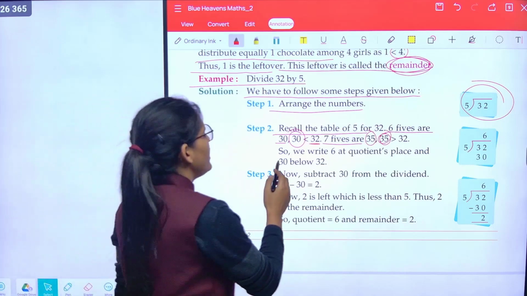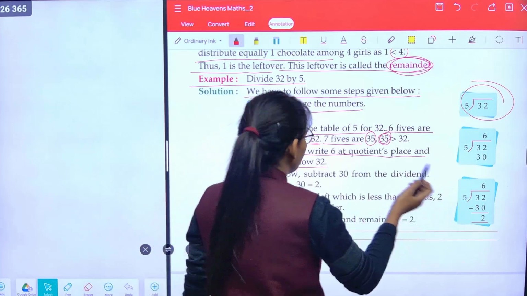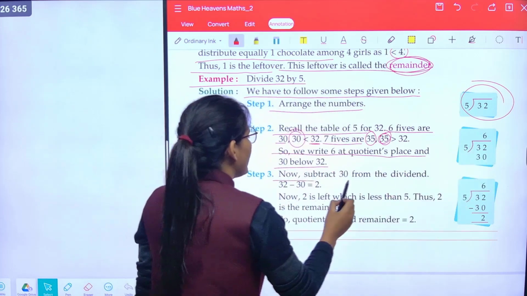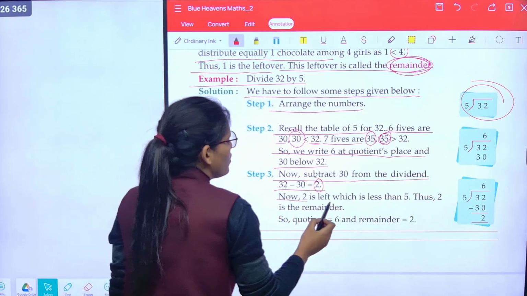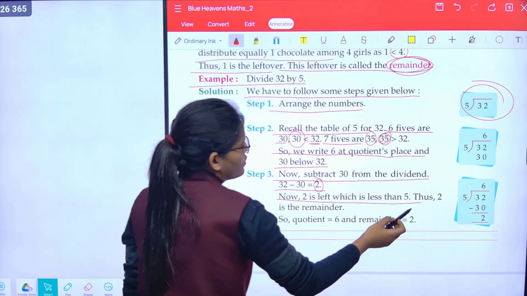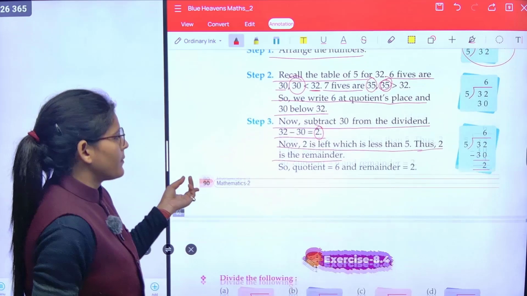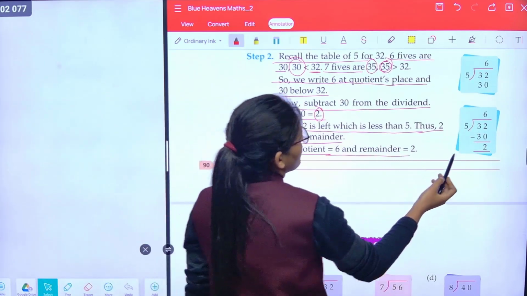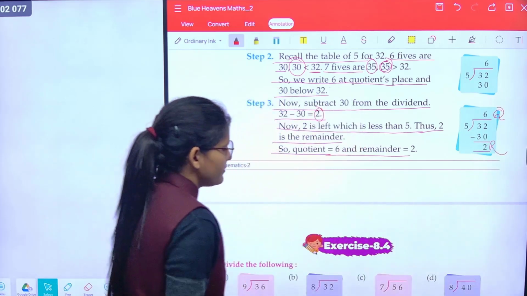So we write 6 at quotient place and 30 below 32. 5 6s are 30. Now subtract 30 from dividend. 32 minus 30, now 2 is left, which is less than 5. So thus 2 is the remainder. So quotient is equal to 6 and remainder is equal to 2. ये क्या हुआ हमारा quotient और ये क्या हुआ हमारा remainder.